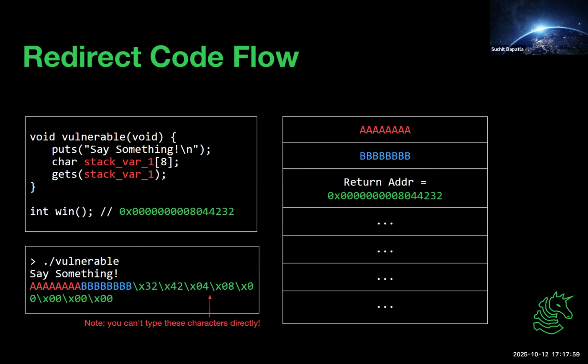So it would look something like this exploit: the 8 A's would go to stack var 1, and then 8 B's will go directly after that, which is the saved base pointer in this case. And then this address that we wrote in little endian bytes, which you can't actually type directly into your terminal, but you could send it using pwntools or echo or something. This will overwrite the return address so that the function jumps and calls win right after executing vulnerable, instead of going back to main or wherever it's called from.